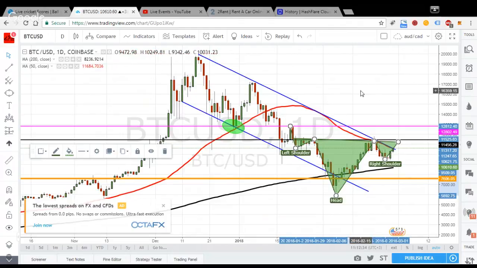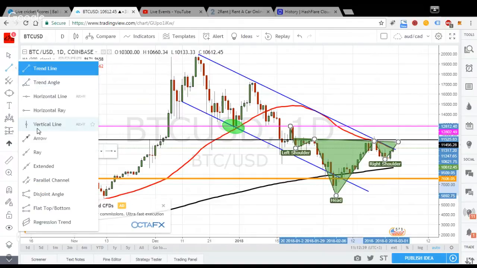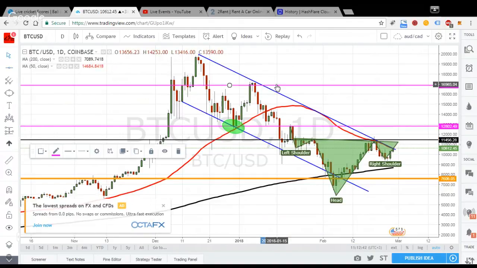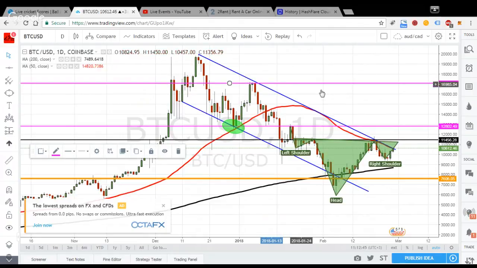And the target for this pattern should be around, let's see. The target for that inverse head and shoulders pattern should at least be about $17,000, which is again another resistance level. So should we close above this trend line, and should we break out of this downward channel, the first resistance level is going to be 11,400. Should we break out of that, the next resistance level is going to be 12,800, and then should we break out of that, the target for the inverse head and shoulders is going to be $17,000.